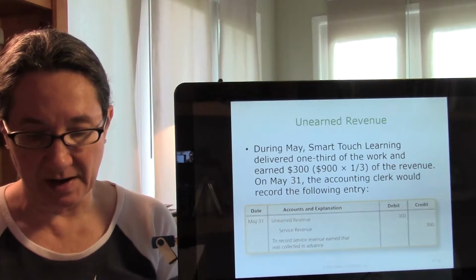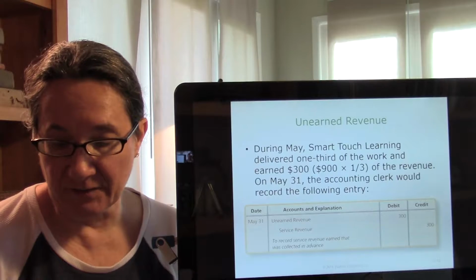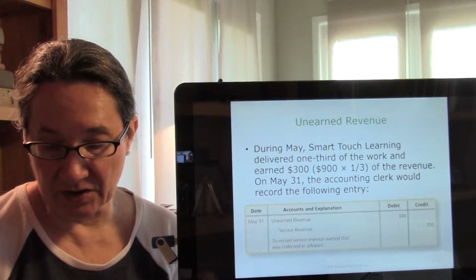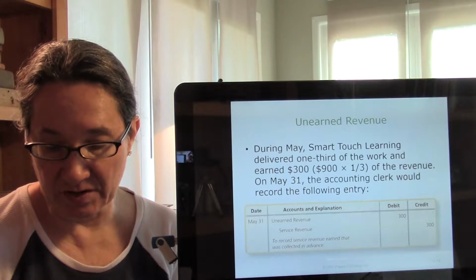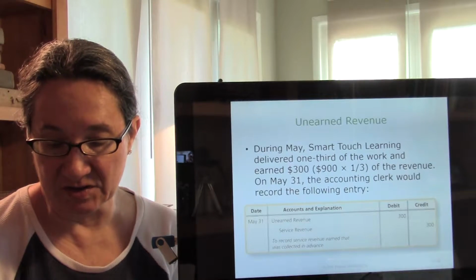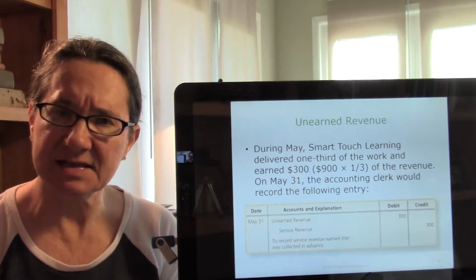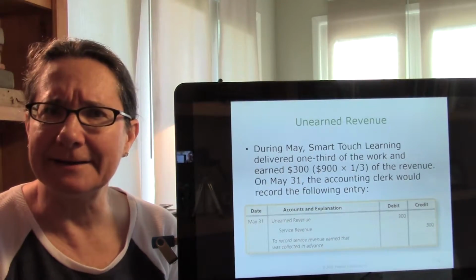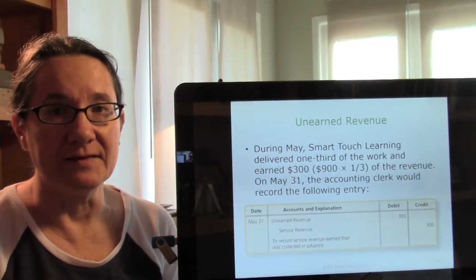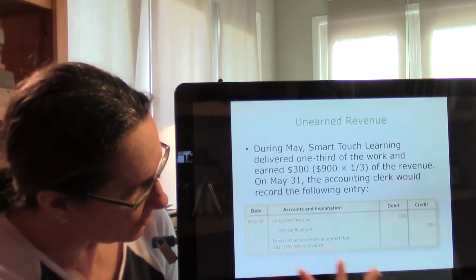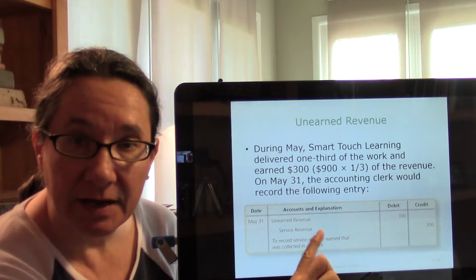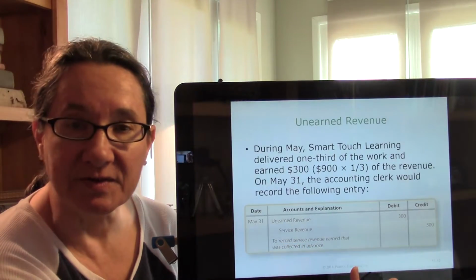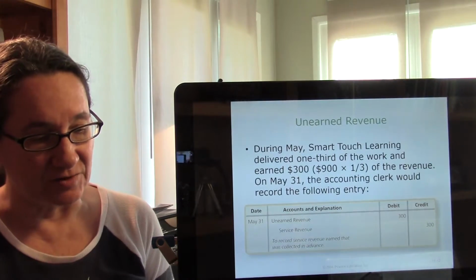Now, during May, Smart Touch Learning delivered 1/3 of the work and earned $300 of the revenue. On May 31, the accounting clerk would record a debit to unearned revenue of $300 and a credit to service revenue of $300 to show that some of the work had been completed and some revenues earned. So as you earn revenues, you may recall this from the adjusting entries way back in chapter 3, we did this same exact transaction. We earned some revenues, so we need to reduce the liability. Unearned revenue gets the $300 debit, and revenue is always a credit, so service revenue gets that $300 credit.